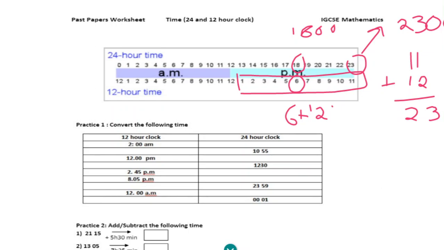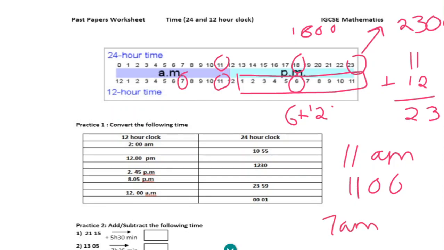Then 11 a.m. is simply 11 in the 24 hour clock. You either write 11 a.m. or you write 11:00 in the 24 hour clock. Similarly, 7 a.m. is simply 07:00 in the 24 hour clock.